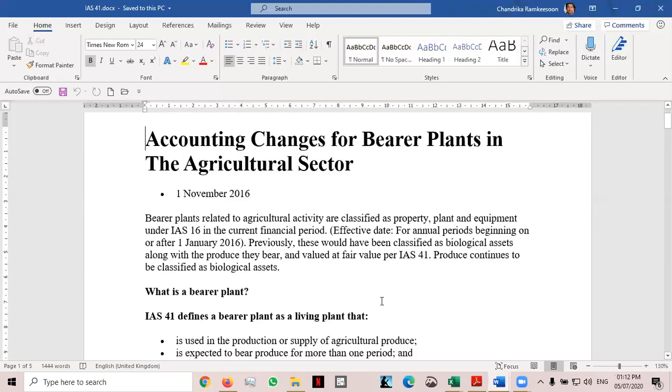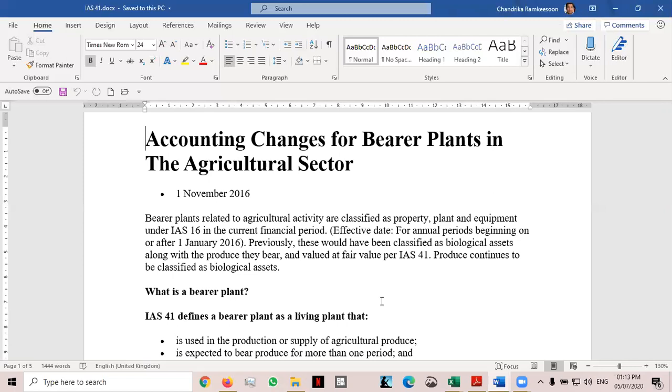As you will see, a bearer plant is exactly that, a plant which is good in order to bear fruit or produce of some sort, as opposed to the plant itself, which is eaten. So let's see. Bearer plants related to agricultural activity are classified as property, plant, and equipment under IAS 16. Now, note carefully. Remember when we looked at IAS 16, we came across that bearer plants are considered there.